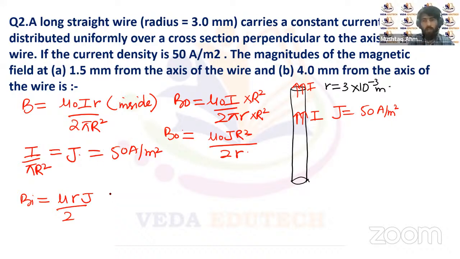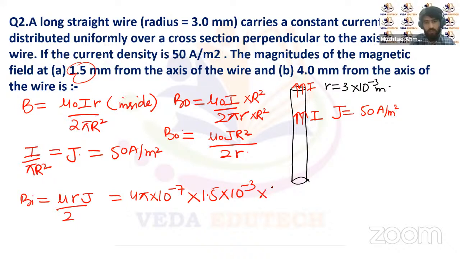Now we have to find the magnetic field at a distance 1.5 mm from the axis of the wire. So we'll write here mu naught has the value 4 pi into 10 to the power minus 7, and the value of r here is given as 1.5 mm, so it will be 1.5 multiplied by 10 to the power minus 3 meters. The value of current density is 50 amperes per meter square, divided by 2. So 2 and 2 will get cancelled here.